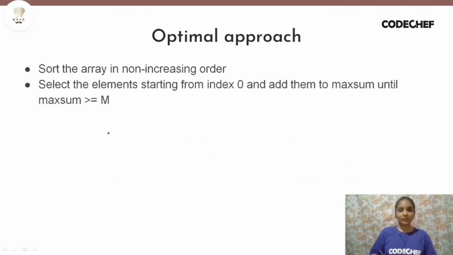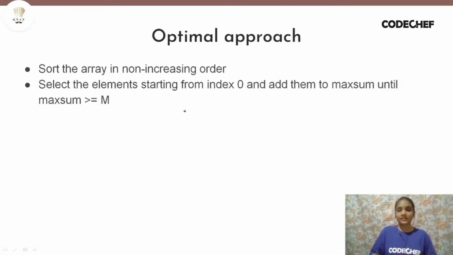Now the second approach is, we will do the same thing essentially. Remember, in that approach we were each time selecting the largest value. So instead of selecting the largest value by going over the entire array each time, what we can do is sort the array in a non-increasing order. Now what is a non-increasing order?